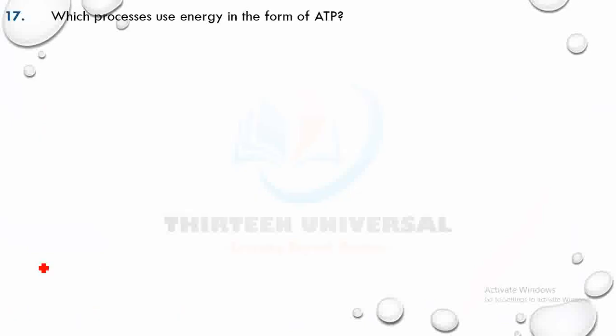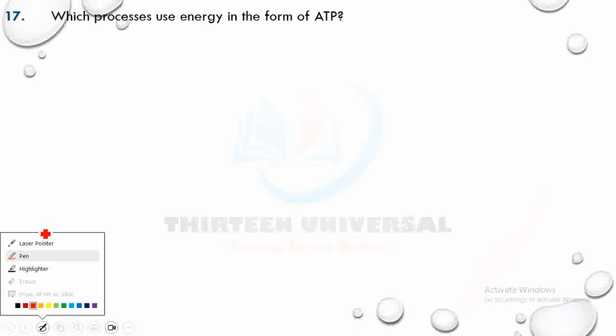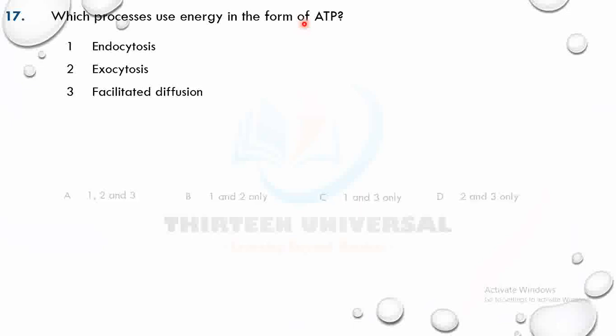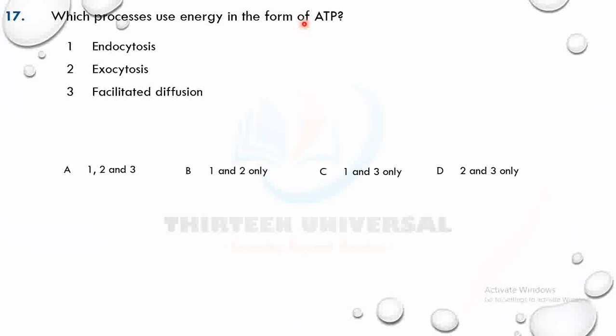All right, which processes use energy in the form of ATP? Come on guys, let's rush this. Which of them? Choose the answer quickly. Pause the video and try it. It's just endocytosis and exocytosis. They use ATP to form vesicles and for the movement of vesicles. Endo and exo use ATP for formation and movement of vesicles. Fast diffusion does not use ATP, so it's just 1 and 2.